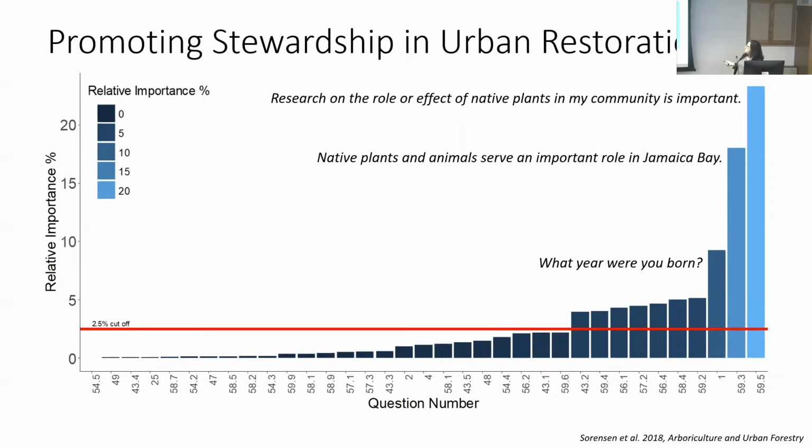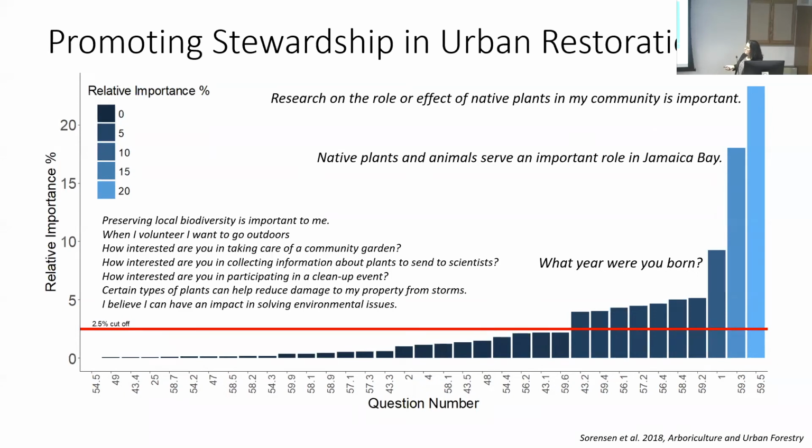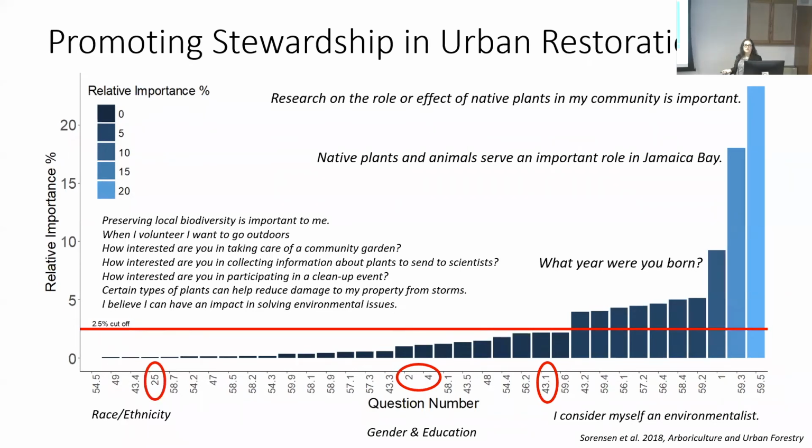If they thought native plants and animals served an important role, age was important. Older people, as found in a lot of these types of surveys in environmental stewardship, are more likely to be involved and say they want to be involved. These are all the other questions that came out as important predictors of stewardship: preserving local biodiversity, and when they volunteer, they want to go outdoors, and so on. Perceptions of themselves as an environmentalist weren't a strong predictor of stewardship, and gender and education also were not, and race and ethnicity was not an important predictor of stewardship.